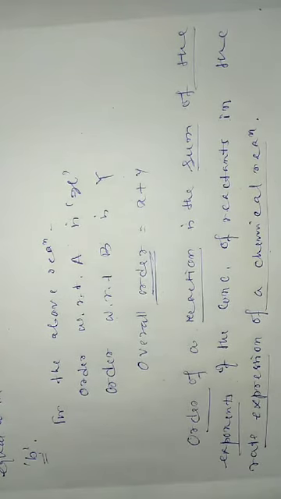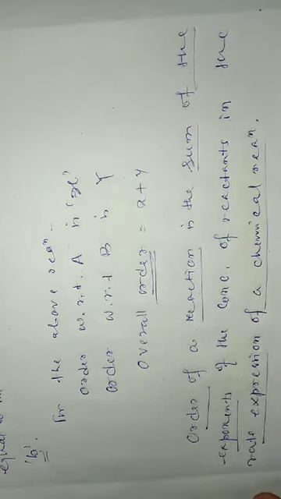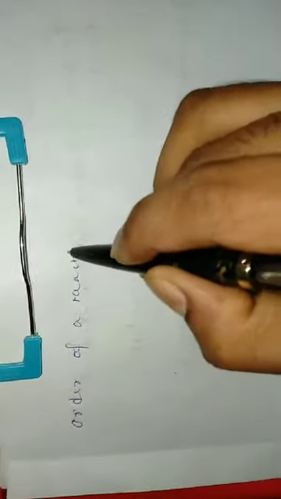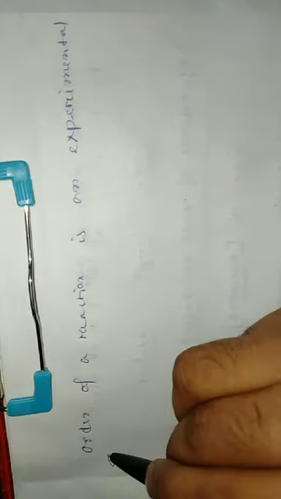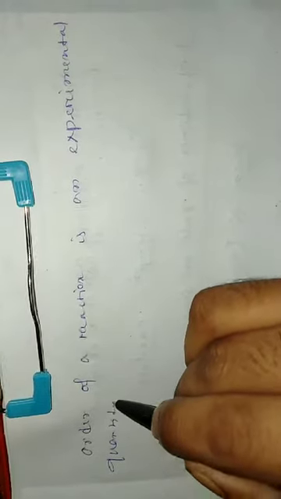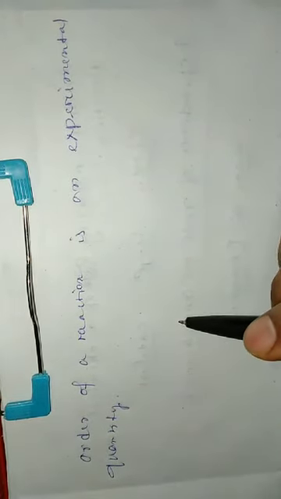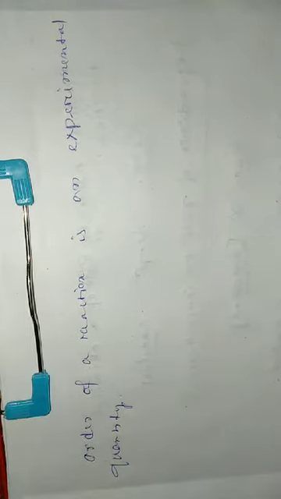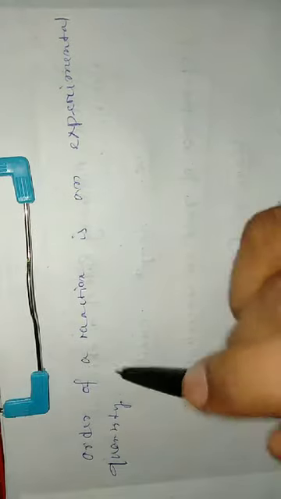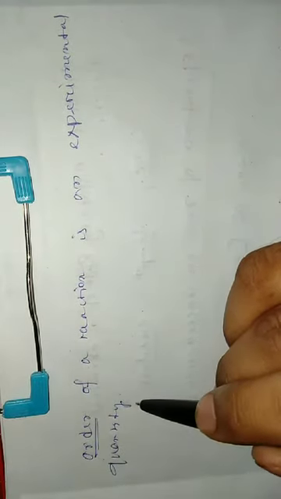And order is a whole number. It may be 0. So order of a reaction is an experimental quantity. That means for a particular reaction, order is determined by experiment. For a particular reaction, only by experiment can we determine the order of the reaction.